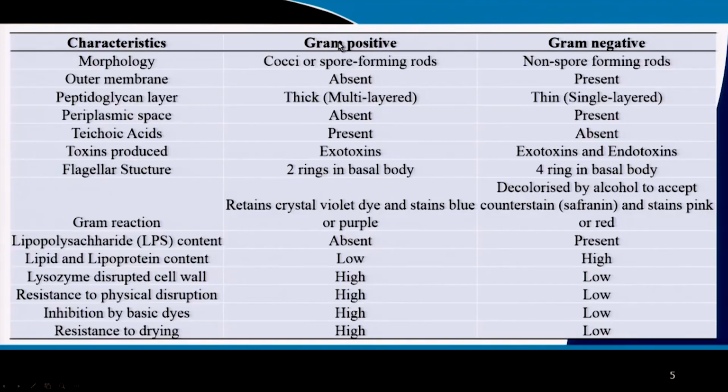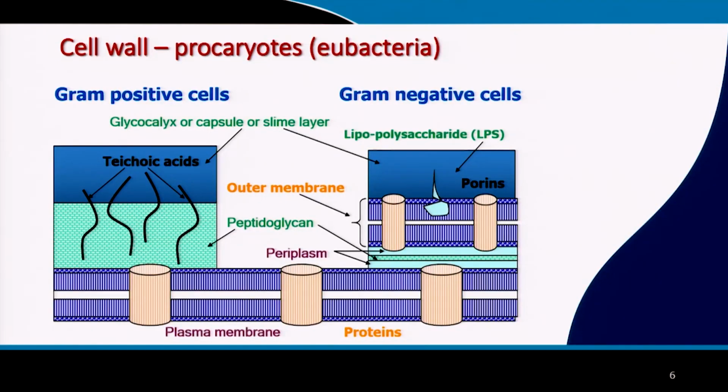So here we have the characteristics of gram-positive and gram-negative bacteria. The morphology may be cocci or spore-forming rods. They are non-spore-forming rods in the gram-negative group. The outer membrane is absent in gram-positive bacteria. It's present in gram-negative bacteria. The peptidoglycan layer is thick. It's multi-layered. In gram-negative, it's thin. It's single-layered. Periplasmic space is absent. Let me show you some more diagrams.